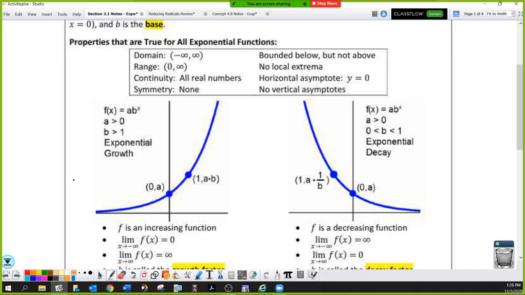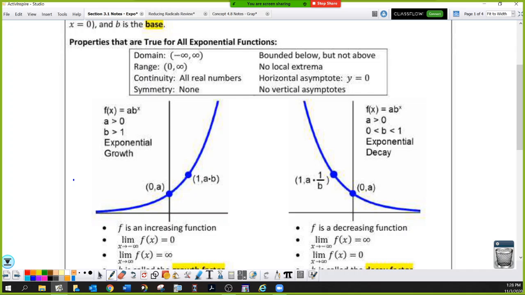The x-axis, y equals 0, is your horizontal asymptote. Get really close to it, not going to touch it. The continuity says all real numbers. That just means that this thing has no vertical asymptotes, no holes, things like that. No points of discontinuity, no symmetry. They're both bounded below because they do have a horizontal asymptote. No extrema. And even though they both get really steep, they are not approaching a vertical asymptote.